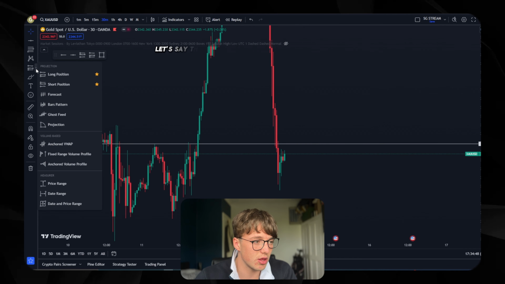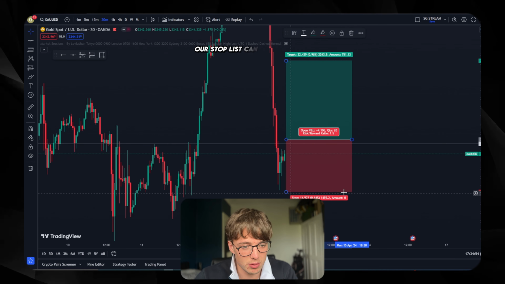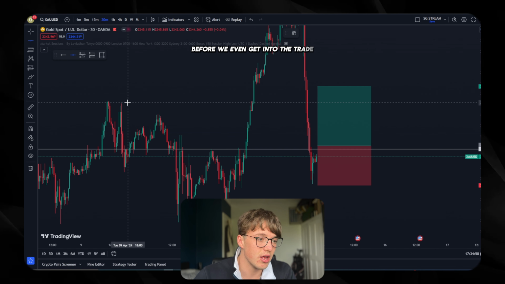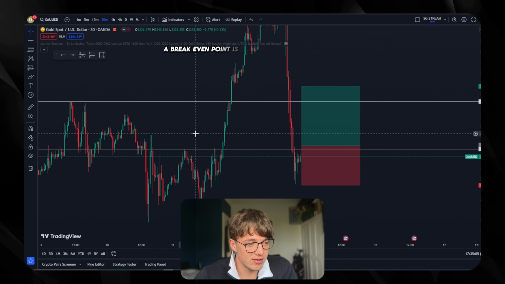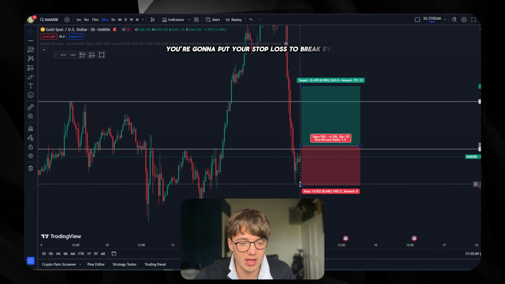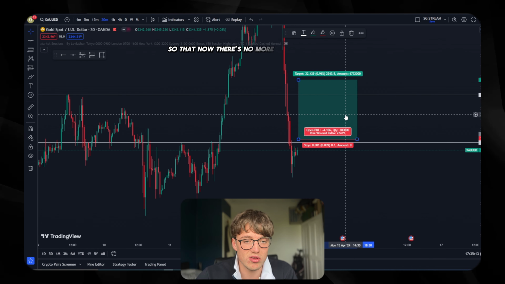Well, let's say that we get into longs at this position here. What we're going to do is our stop loss is going to be below here, but we're going to set a break-even point before we even get into the trade. So what does that mean? Well, a break-even point is essentially the place where, when price taps that level, you're going to put your stop loss to break even. And what that means is you'll put your stop loss to the entry price, so that now there's no more risk on the table.